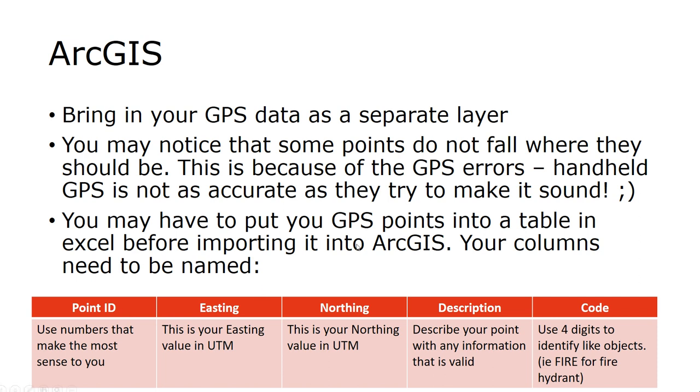You may have to put your GPS points into a table in Excel before importing it into ArcGIS. Your columns need to be named this way. So if you are using special database software, make sure that these titles are in there. Point ID is just whatever number you want to come up with. You can number them however you like. Then you're going to have your easting value in UTM, your northing value in UTM.